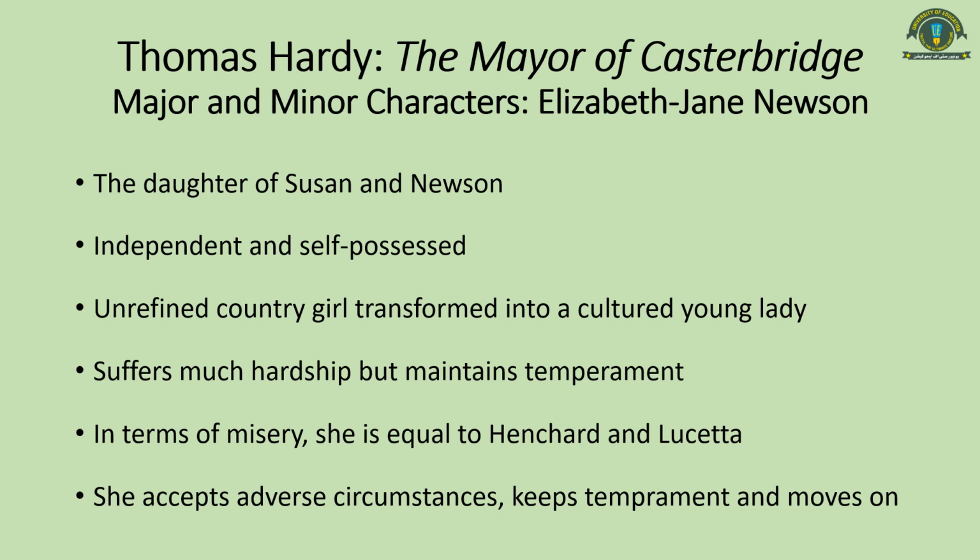Elizabeth Jane has the ability to grasp the meaning of situations. And in different situations, she makes sense of them and handles them quite perfectly. She also tends to see the best in people and is loyal to them. For example, when Lucetta steals Farfrae from her, Elizabeth Jane does not abandon Lucetta. Rather, she continues to live with her with utmost love and affection.